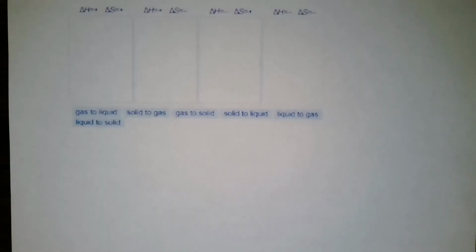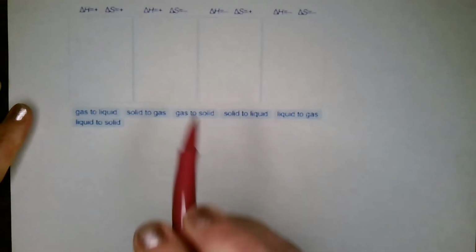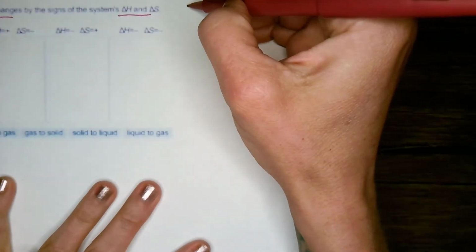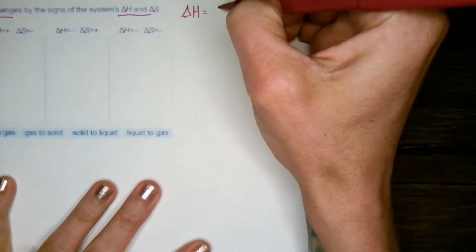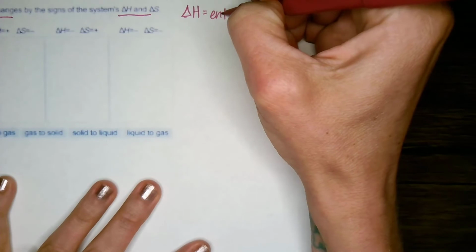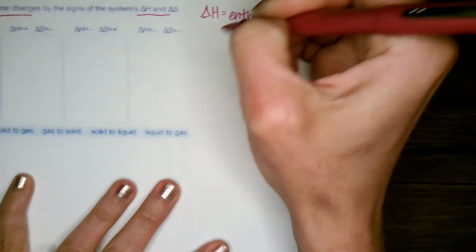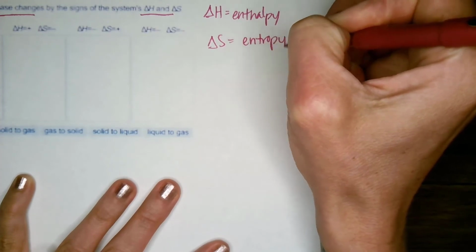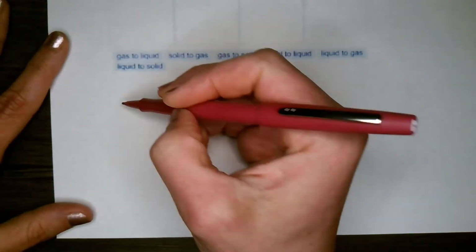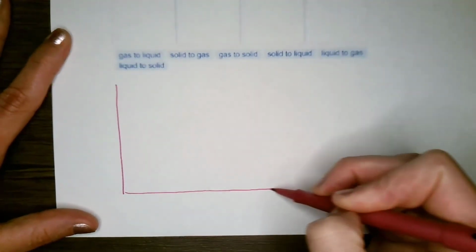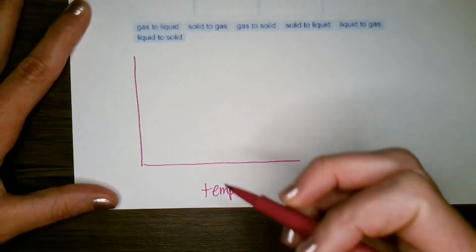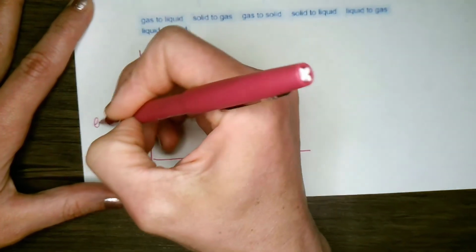Let's look at this chart. So we're going to look at the different phase changes and look at the system's delta H and delta S. So remember, delta H, we have our enthalpy. And our delta S, we have our entropy. Okay, so let's look at this graph here. If I have temperature on the bottom, and over here I have entropy.